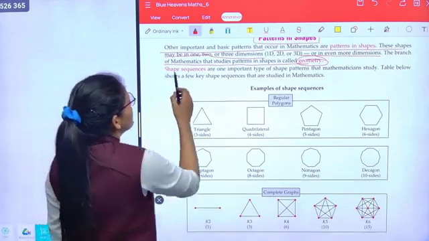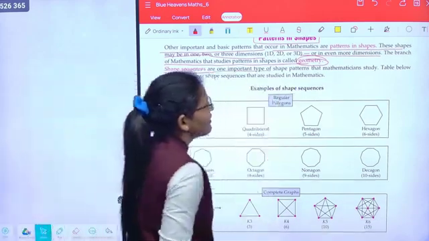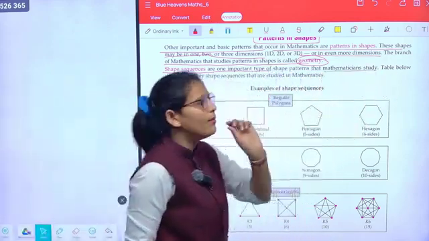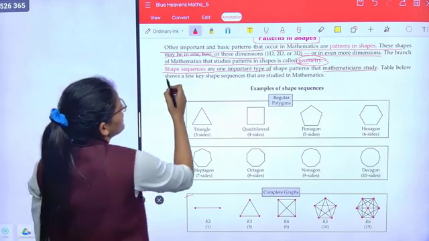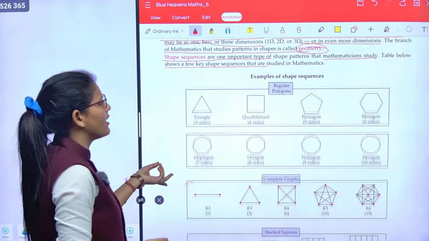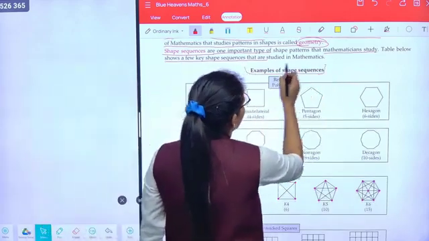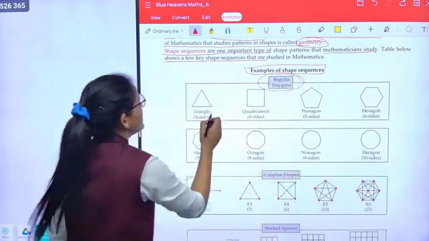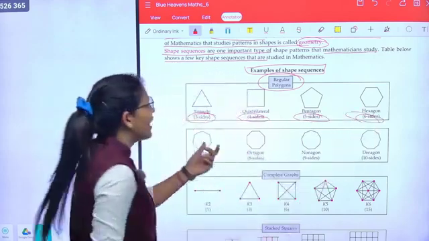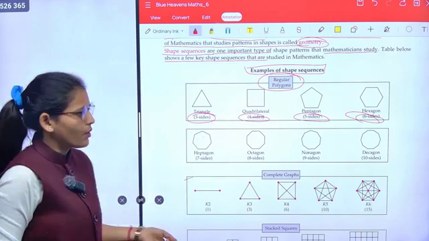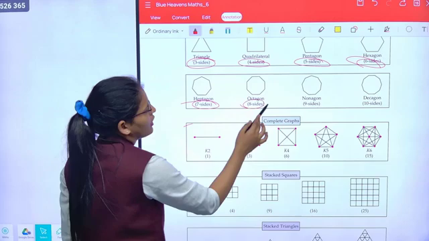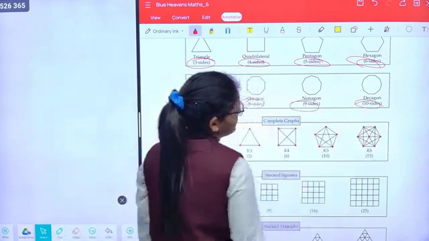Shape sequences are one important type of shape patterns that mathematicians study. The table below shows a few key shape sequences that are studied in mathematics. Class, you can see here examples of shape sequences. Here are regular polygons: 3 sides, 4 sides, 5 sides and 6 sides. Triangle, quadrilateral, pentagon and hexagon. Now heptagon has 7 sides, then octagon, nonagon and decagon.